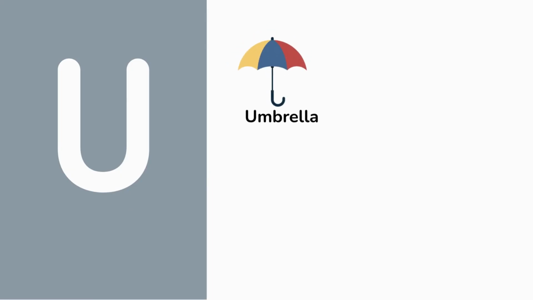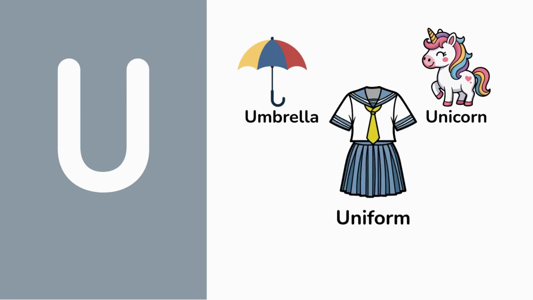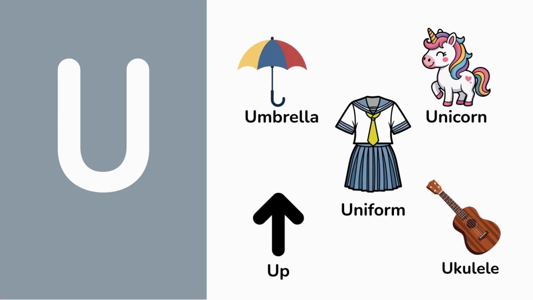U. This is letter U. Can you say U? U. U is for umbrella. U is for unicorn. U is for uniform. U is for up. U is for ukulele.